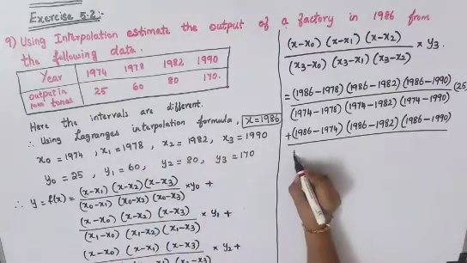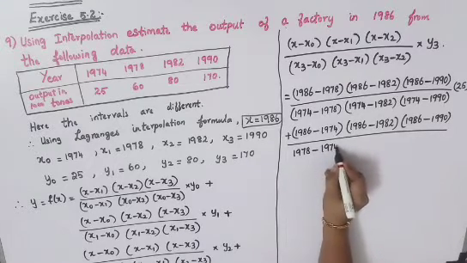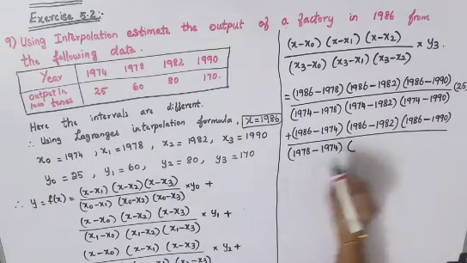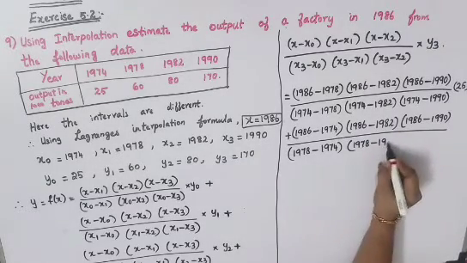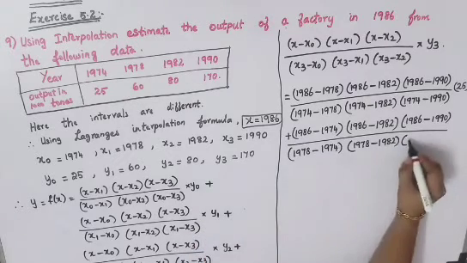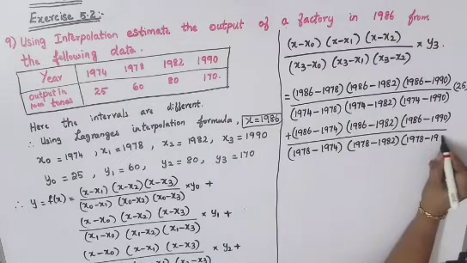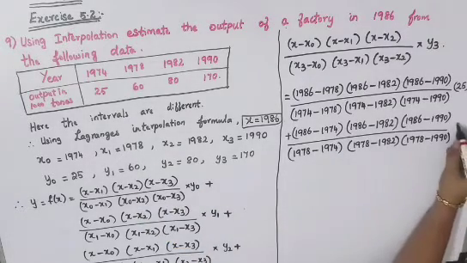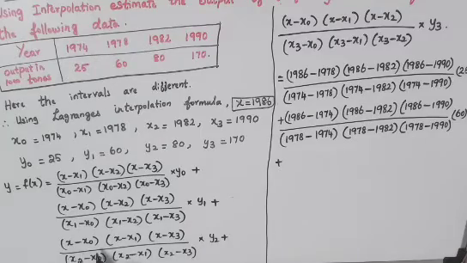So x1 is 1978 minus x0 is 1974 into x1 minus x2. So x1 is 1978 minus x2 is 1982. Next is x1 minus x3. So x1 is 1978 minus x3 is 1990 into your y1. So y1 is 60. So write 60 here. Plus third line is x minus x0.